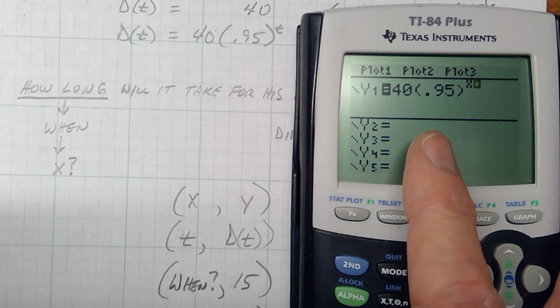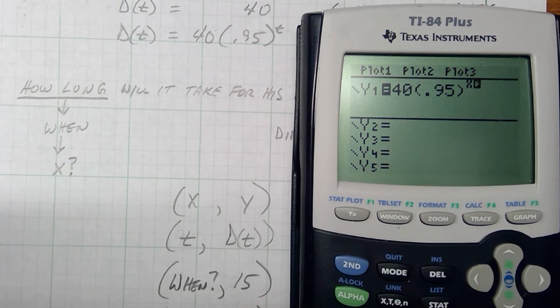All right, I'm going to show you how I'm going to do it here. There's a couple of ways to do it. One way is just kind of bumble through the table. So I'm going to go to my table and I'm going to find when y is 15. So I'm going to bumble through my table and look for the x that produces a 15. Now this is kind of a long way to do it, but it works.